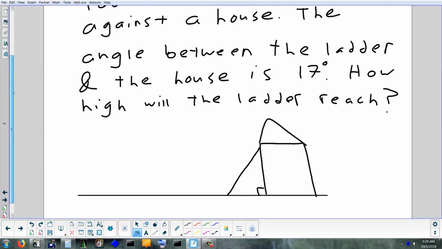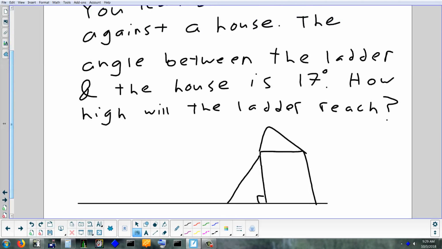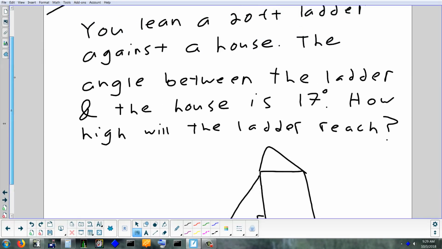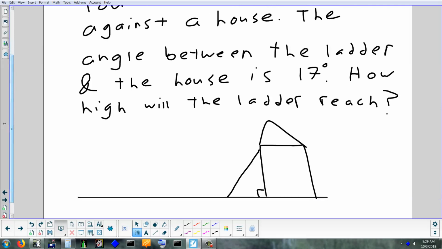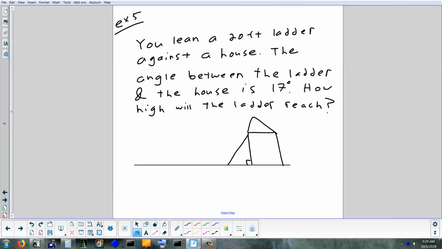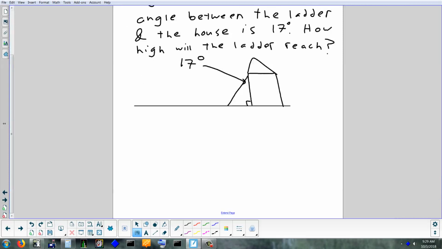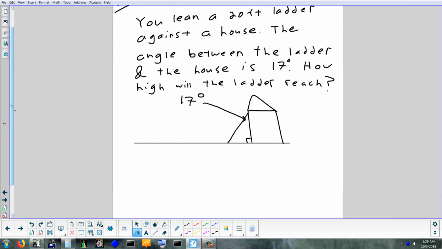A couple things I need to label though. What can I label in that picture? The angle between the ladder and the house. Yep, and the angle between the ladder and the house, is that the angle at the top of the triangle or the bottom? The top. That's the ladder and the house right there. 17 degrees. And one other thing I can label in that picture. Yep. It tells you the ladder is 20 feet.